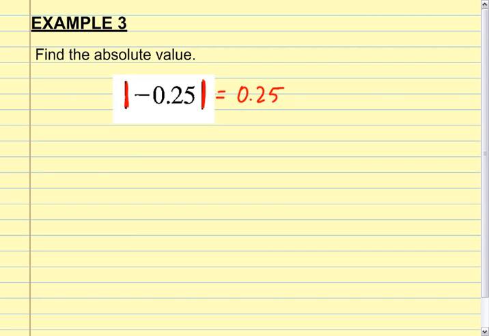Okay? Let's try something else. How about this one? Make it a little more interesting. How about the absolute value of -3 plus 5? Now, here's something to think about. Absolute value bars are like parentheses. We do what is inside them first. Then we answer the question.